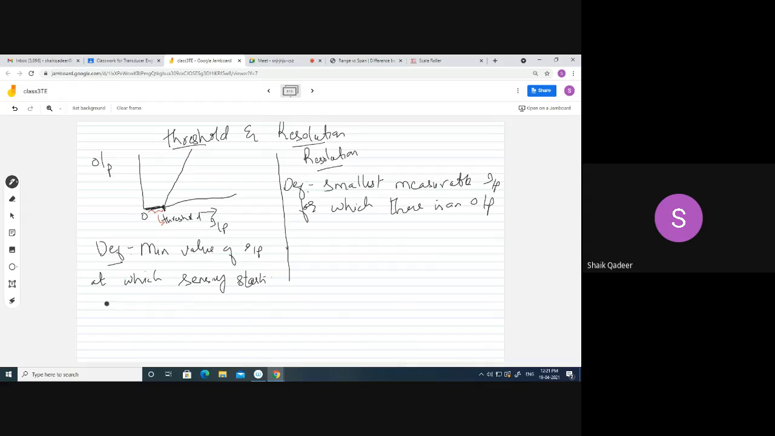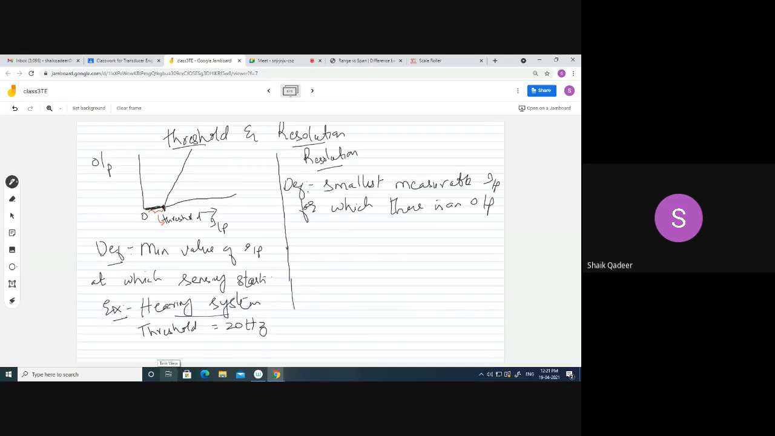Let us consider a case of a system, our hearing system. What is the threshold of our hearing system? Can anybody answer? 20 hertz. 20 to 20,000. Very good. Threshold is equal to 20 hertz. This is the threshold value. But can you answer what is the resolution of our hearing system?